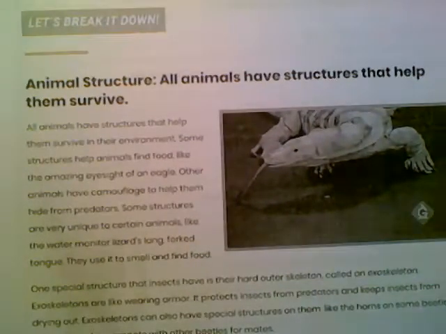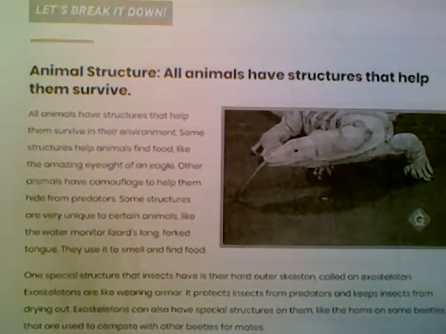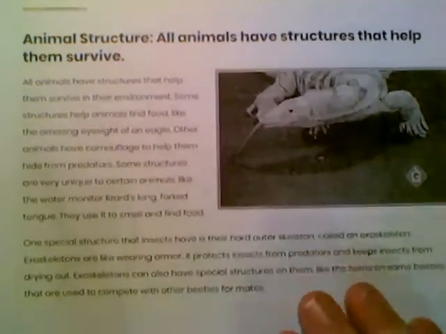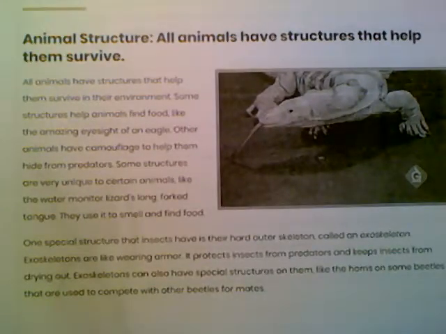Okay? Some have amazing eyesight, like eagles. Some have camouflage to hide. Some animals, like this one, have a forked tongue. That's a water monitor lizard. It has a forked tongue that actually helps it smell and find food. It talks about how insects have exoskeletons, and we've kind of talked about stuff like that before.